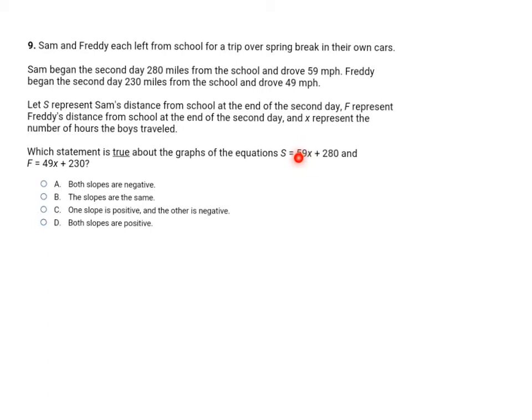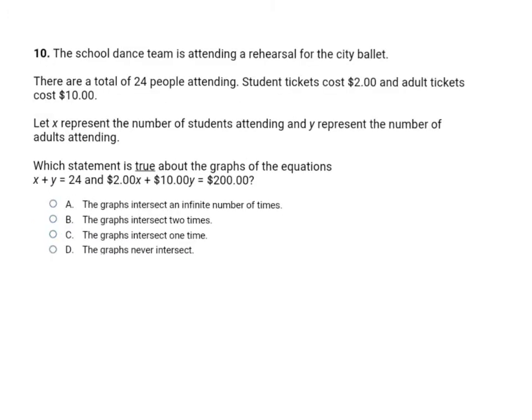So here, the S equation has a slope of 59, and Freddie's equation has a slope of 49. So they're both positive numbers, but they're not the same, so that means D is going to be my answer. So this problem looked pretty big and confusing, but really all you had to know was which numbers were the slope.